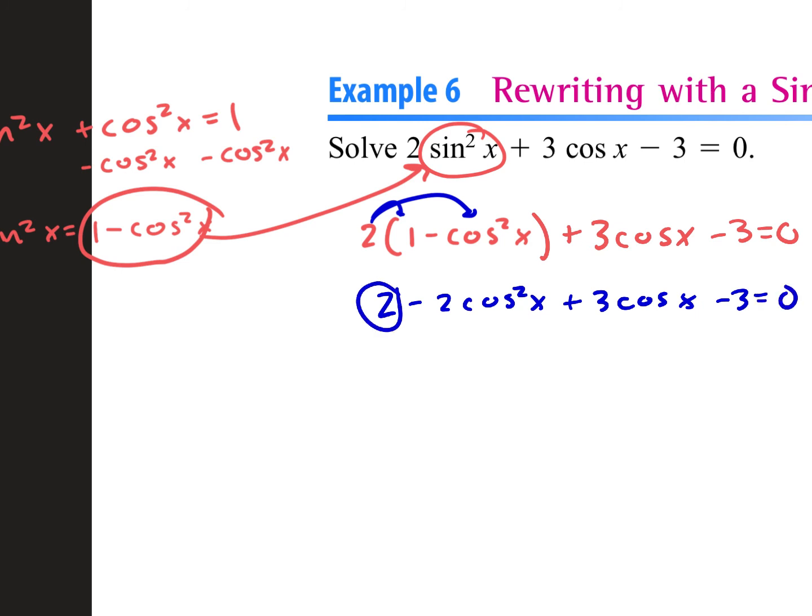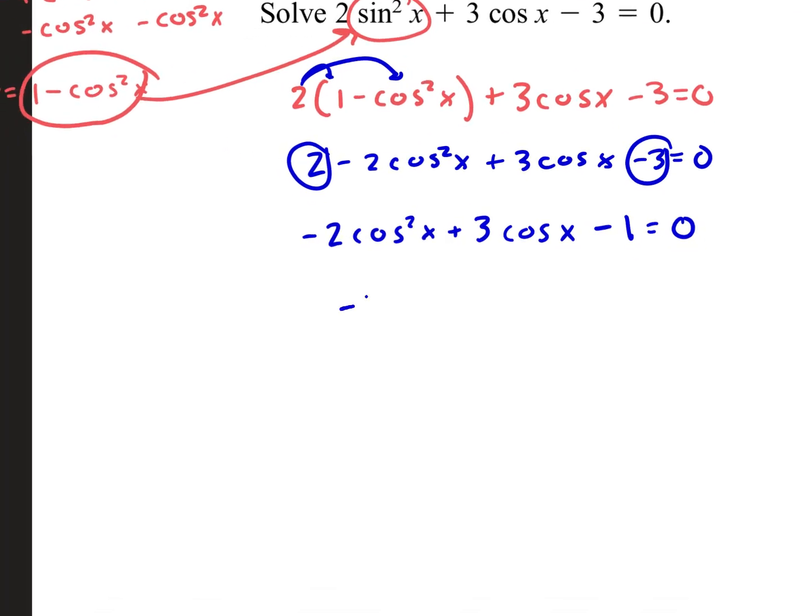Combine like terms. So I have 2 and negative 3. So negative 2 cosine squared x plus 3 cosine x. 2 minus 3 would be negative 1. So minus 1 is equal to 0. So I can make this negative 2x squared plus 3x minus 1 just to help us factor.